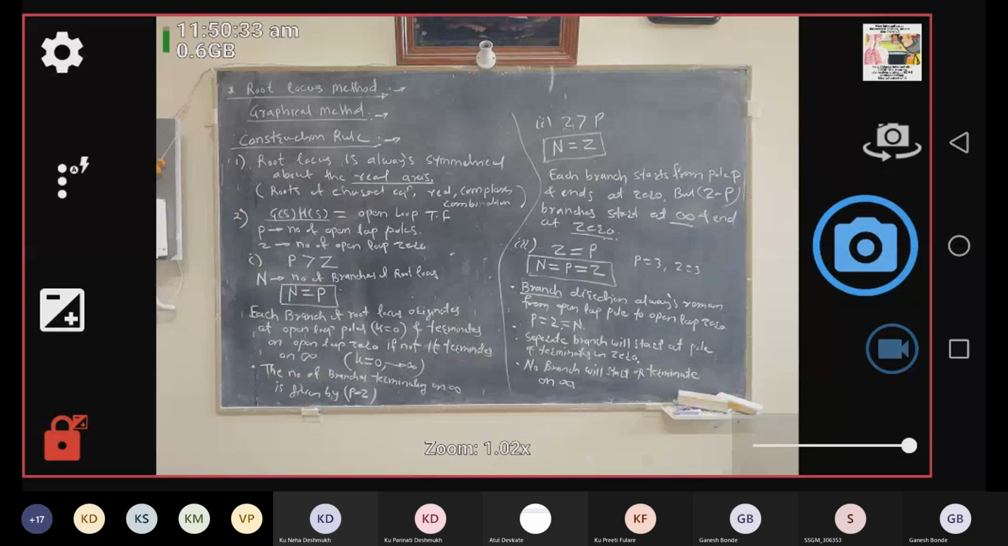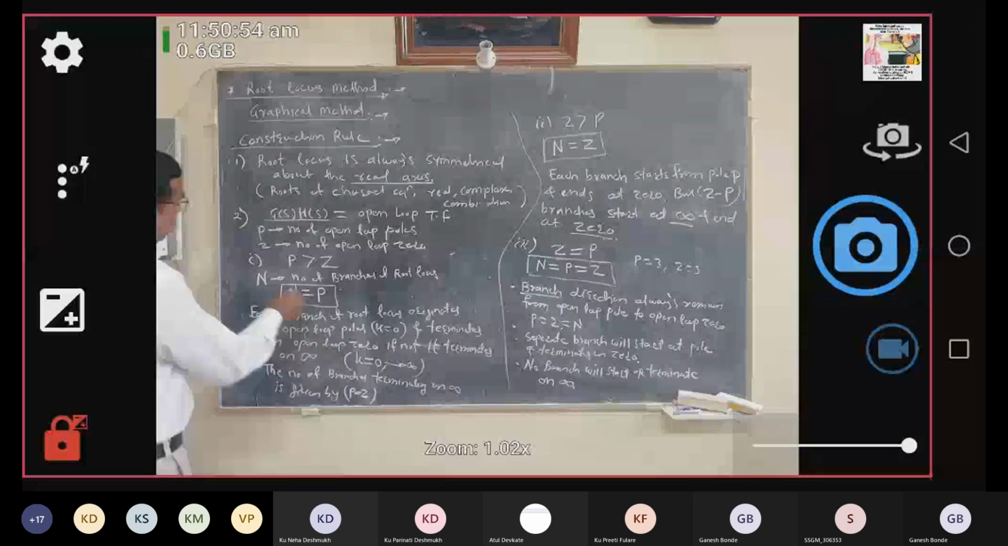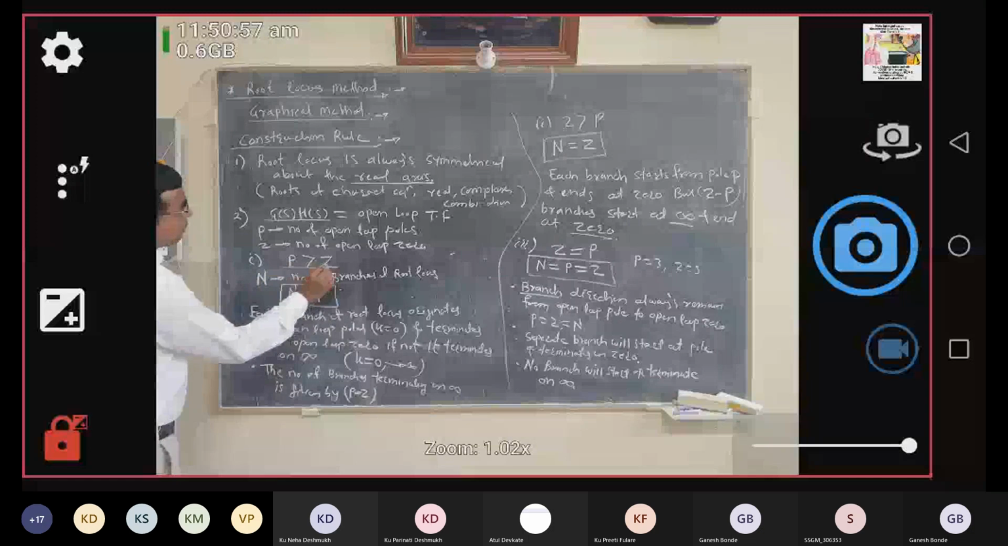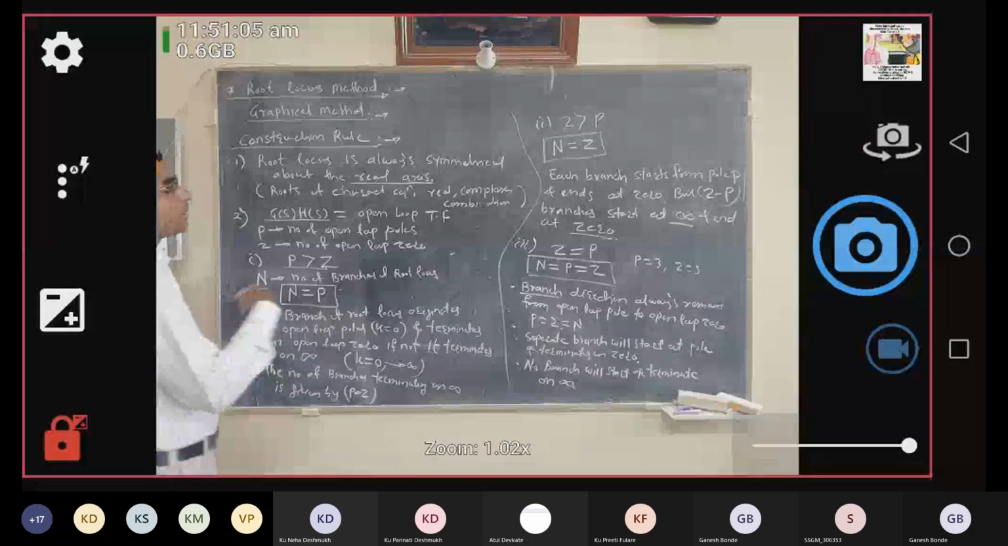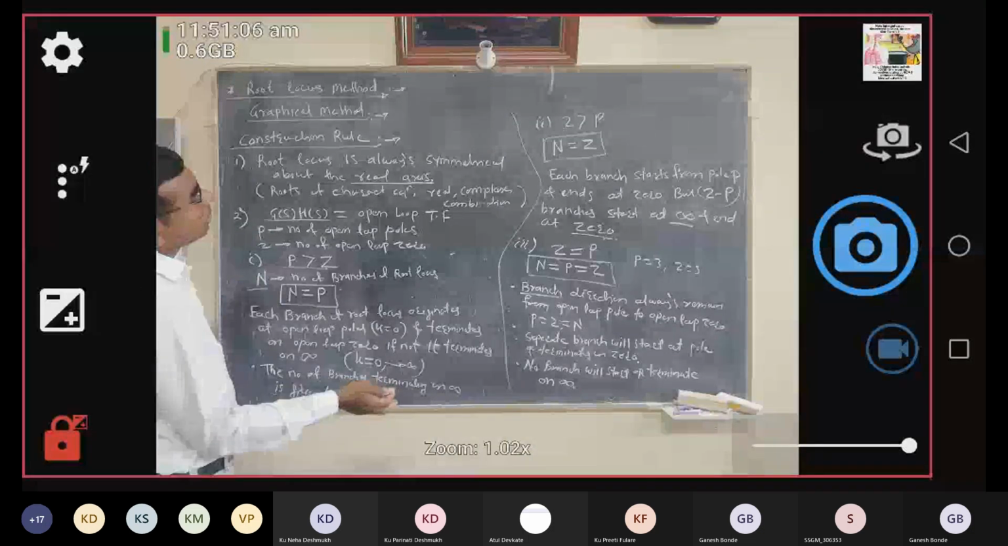So I request you all, please note this down. This is the very first step of your root locus construction. If you have any doubt, please ask. Whenever we take an example, it will be clear to you again. So always remember that when we get the information about P and Z, we determine the expression for capital N, and once you get N, we know how many branches will be terminating on infinity or on zero. Those are the three conditions.